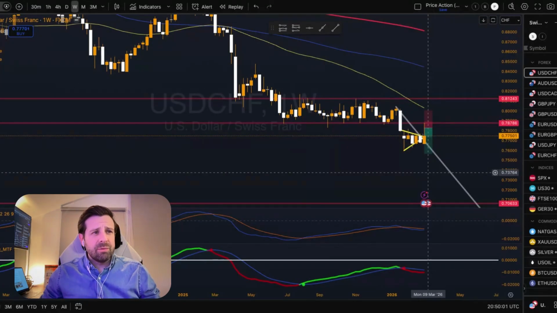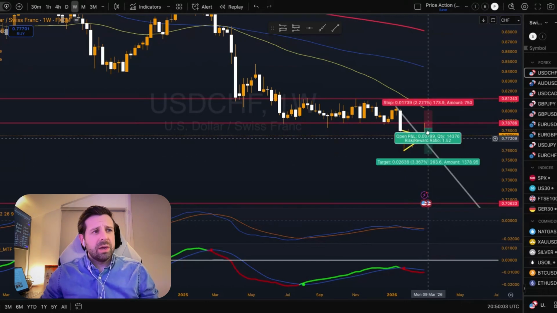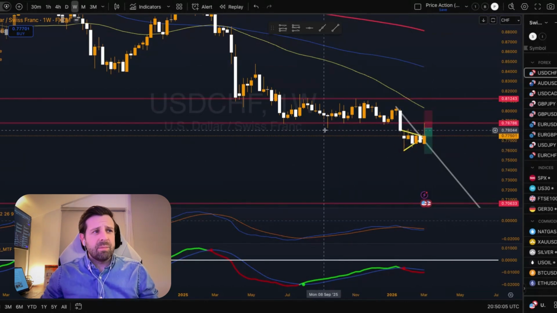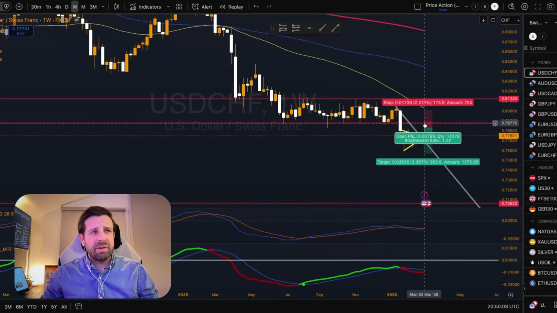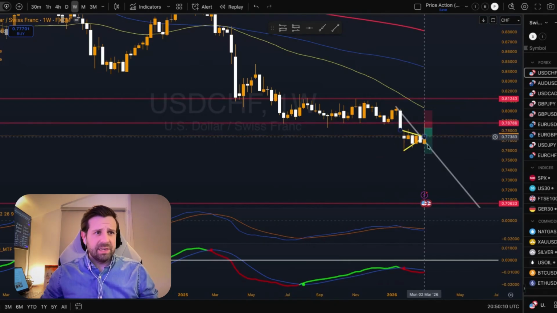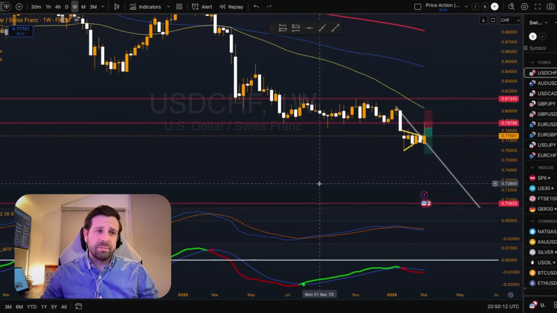But really, it was almost like a false surge, and it met up with the bottom level of this consolidation range. And it rejected and came back down to the same levels that it was at before.